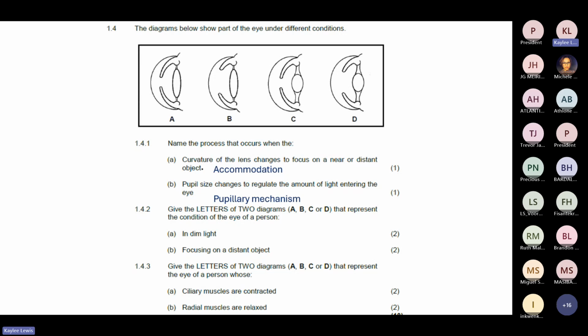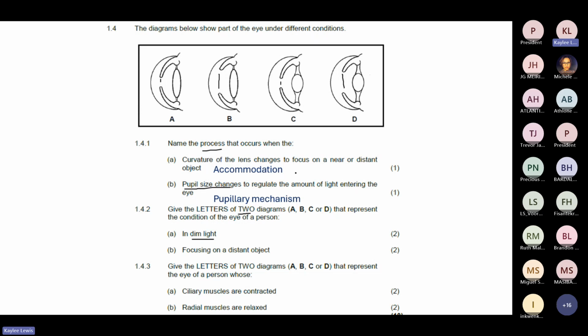And the next one says the process in which the pupil size changes to regulate the amount of light entering the eye, that would be pupillary mechanism. Okay, then the next one says, give the letters of 2 diagrams that represent the condition of the eye of a person in dim light. So in dim light, that's darker light, you would want to increase your pupil size. So remember, this is going to be your pupil. This gap here is representing the pupil.